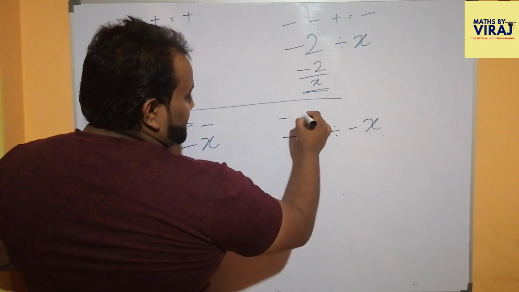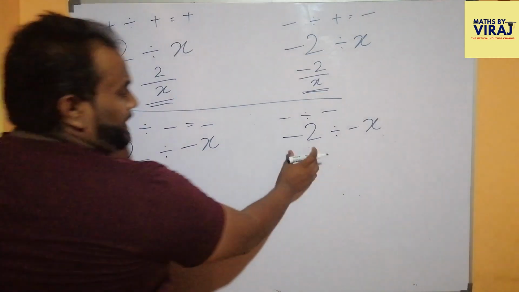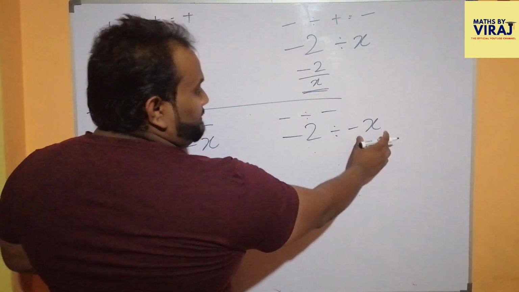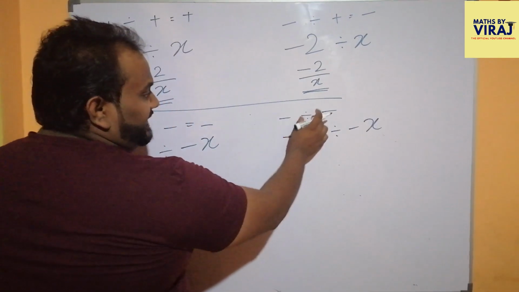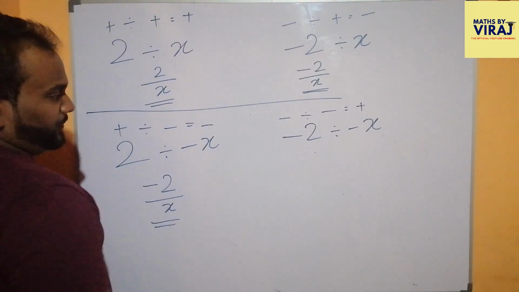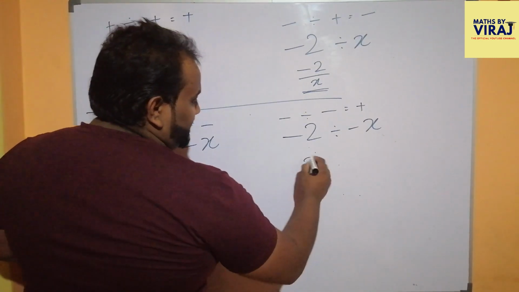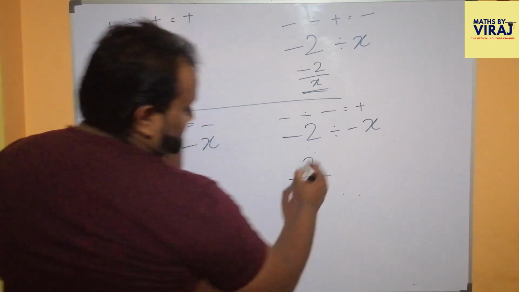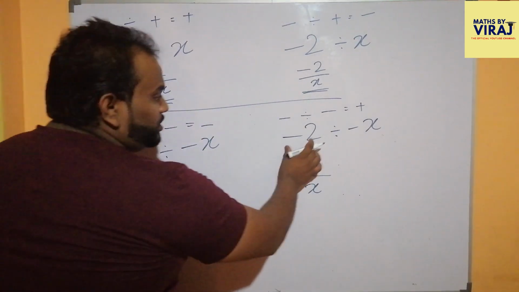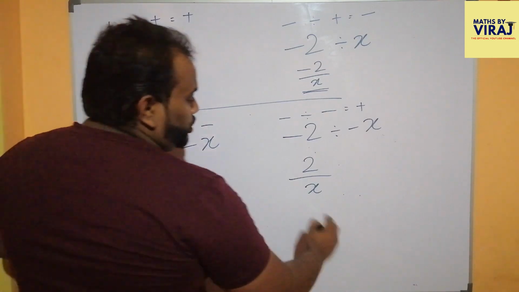Similarly, minus is divided by minus in this case. When minus 2 is divided by minus x, minus divided by minus, the answer is plus. Therefore, when minus 2 is divided by minus x, the answer is plus 2 over x. Minus 2 divided by minus x, the answer is plus 2 over x.